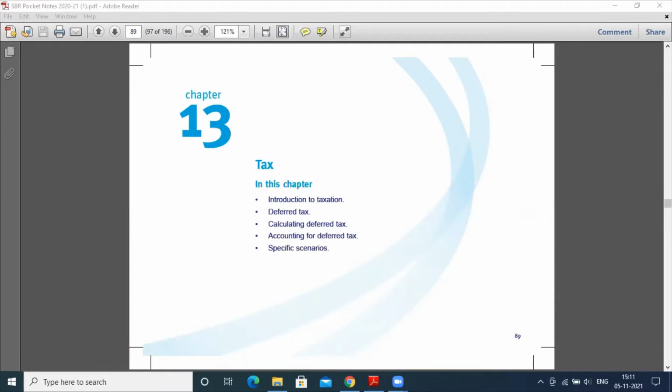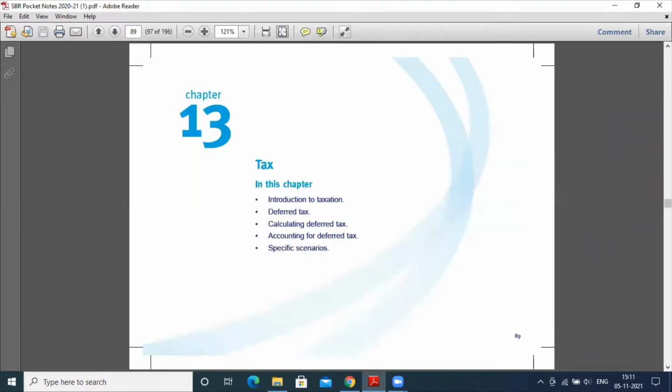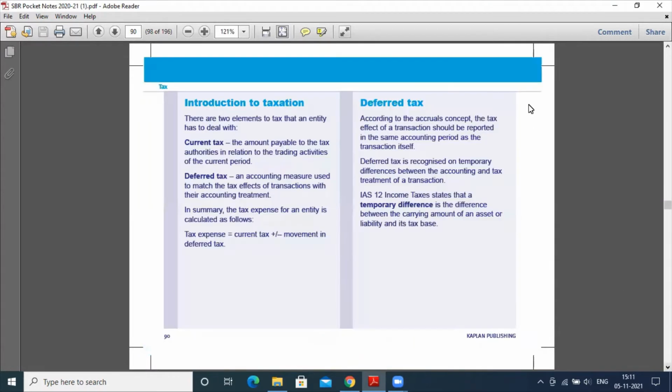So the core discussion will be on the meaning of taxes, current tax, deferred tax, and we'll also try to understand what is the deferred tax asset, deferred tax liability, and we'll also be focusing on some specific scenarios. So here, as I mentioned earlier, we will be focusing on current tax and deferred tax.